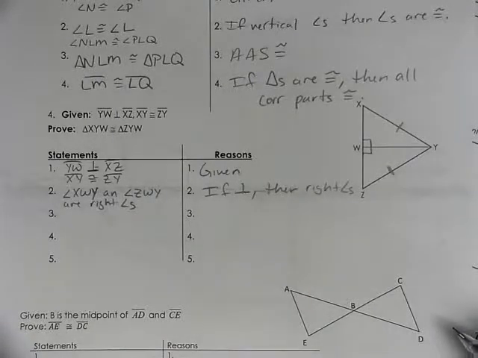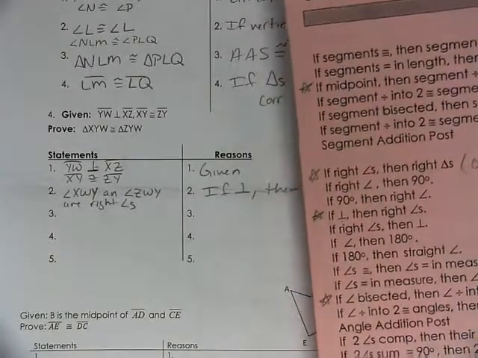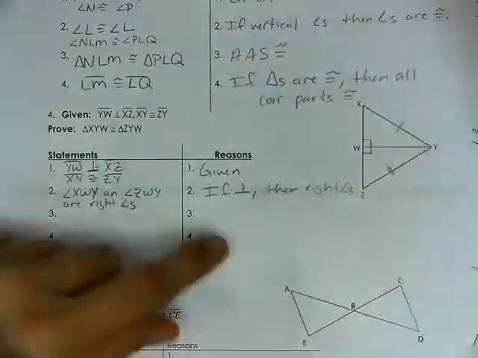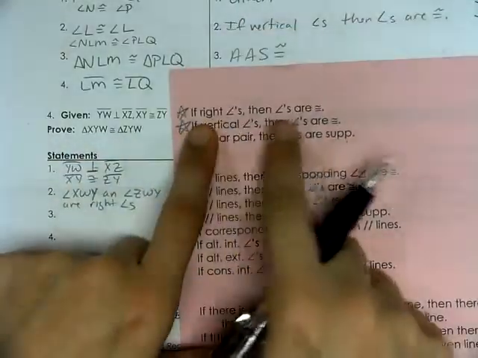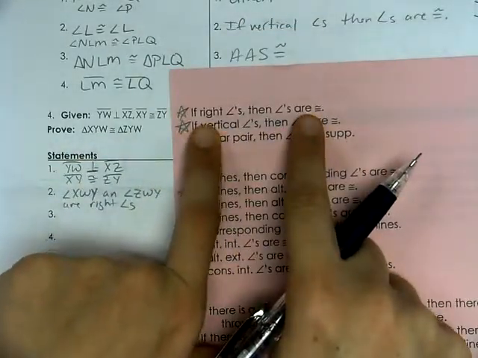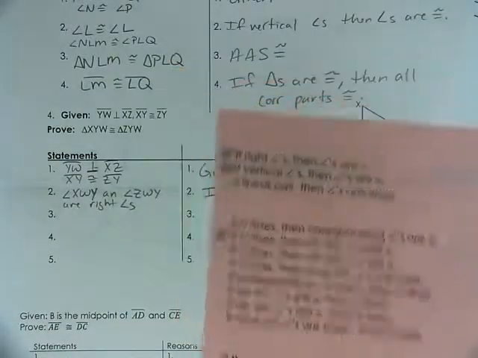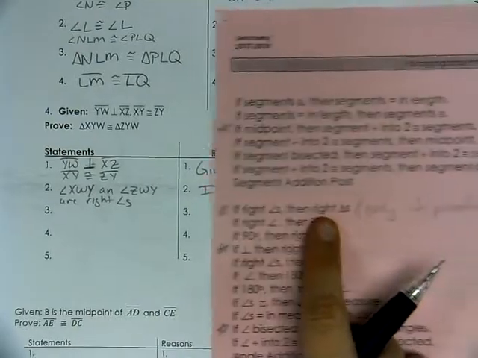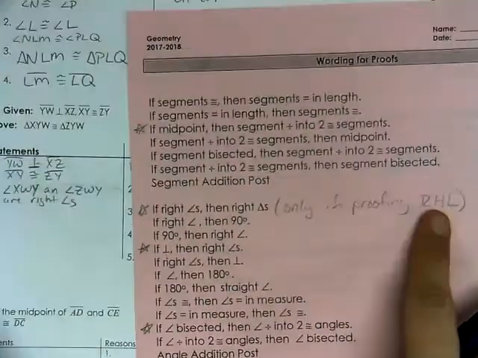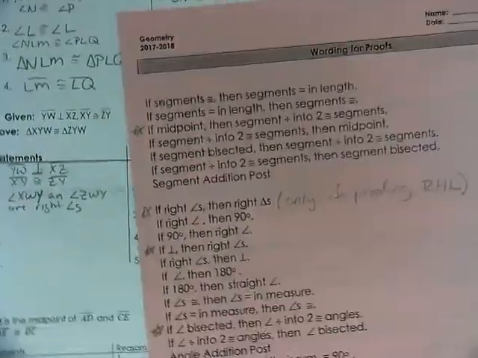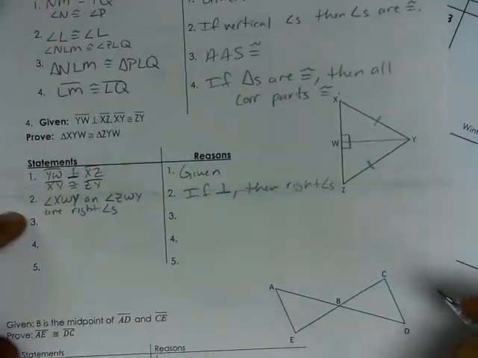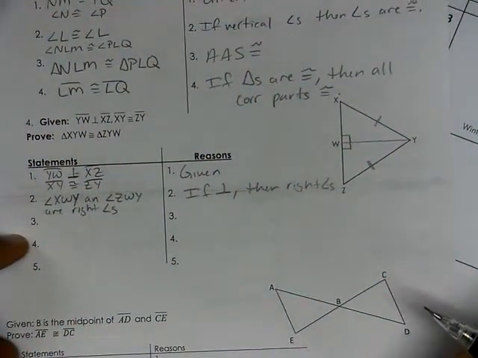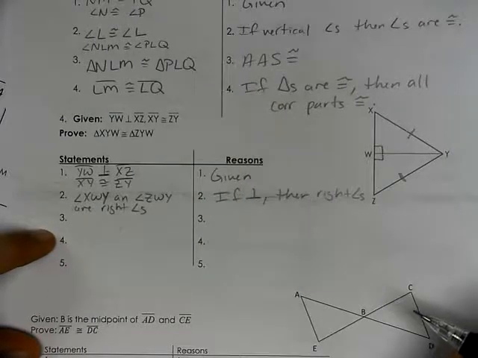Now we have two options whenever we have right angles. We can either say if right angles, then the angles are congruent, or we can say, if right angles, then right triangles. But remember, we only want to say that if we're proving RHL. So let's skip step 3 for a second and go to step 4. What would be my last thing that I could say in this picture? What's something we haven't done yet?